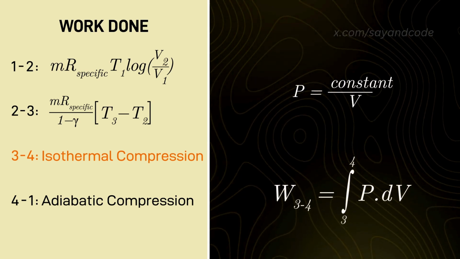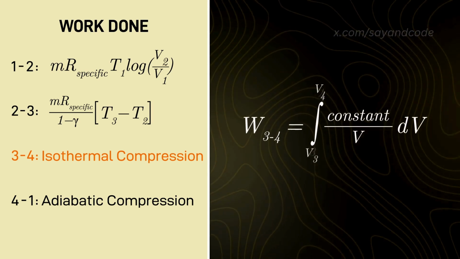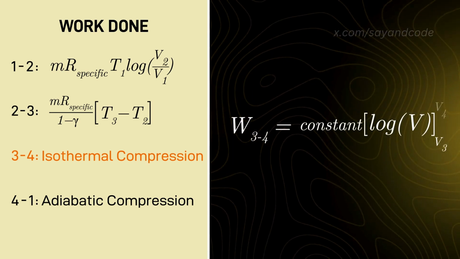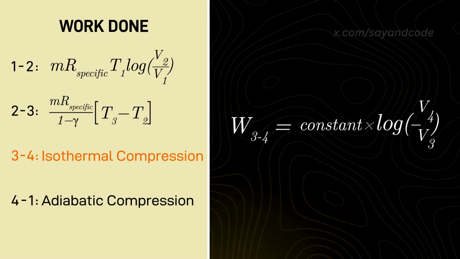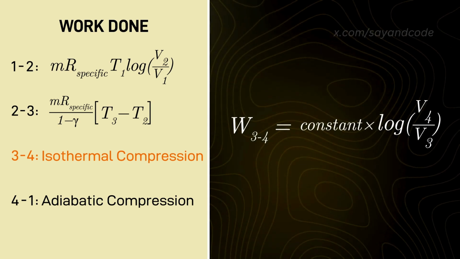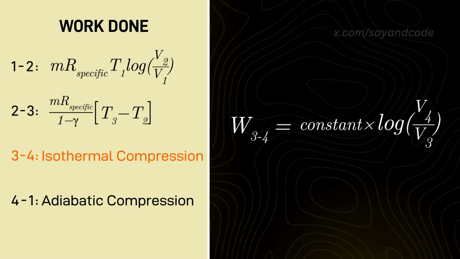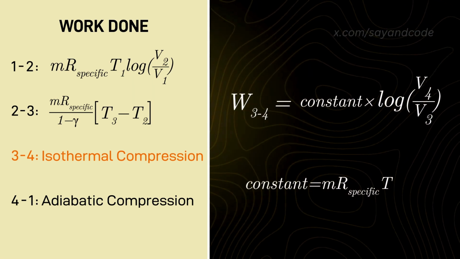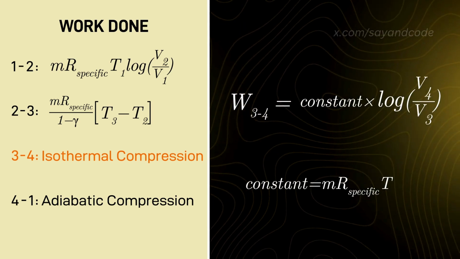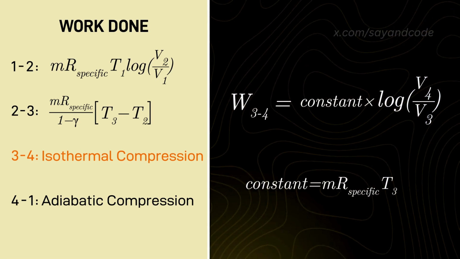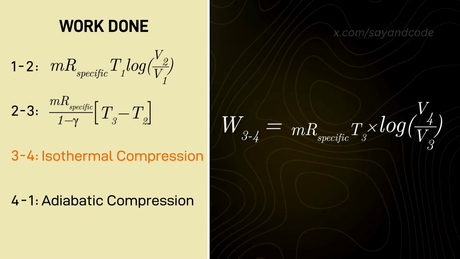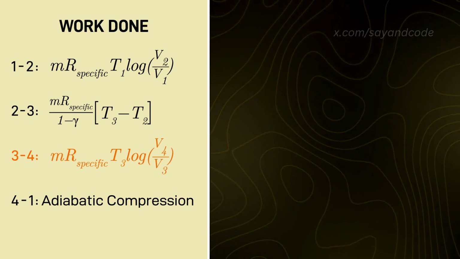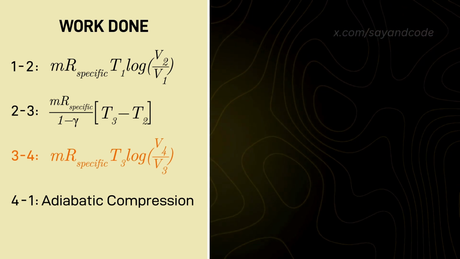Using this relation, in the equation for work done, we get work done from 3 to 4 as constant into log V, from V3 to V4. Or, is equal to constant into log V4 by V3. We know from ideal gas law that PV is equal to MR specific T. But PV is equal to constant, and so we can substitute MR specific T, or MR specific T3, as the constant in the earlier equation. Which gives us work done from 3 to 4 as MR specific T3 into log V4 by V3.